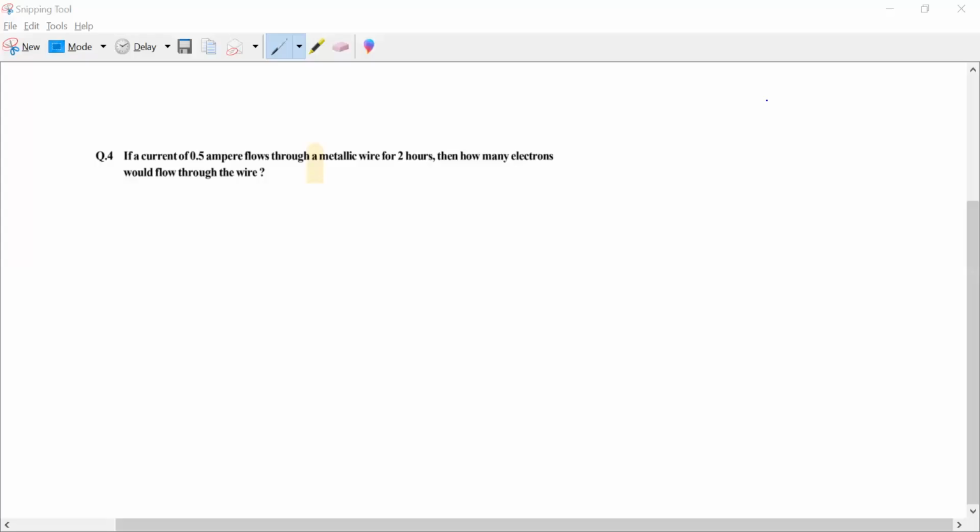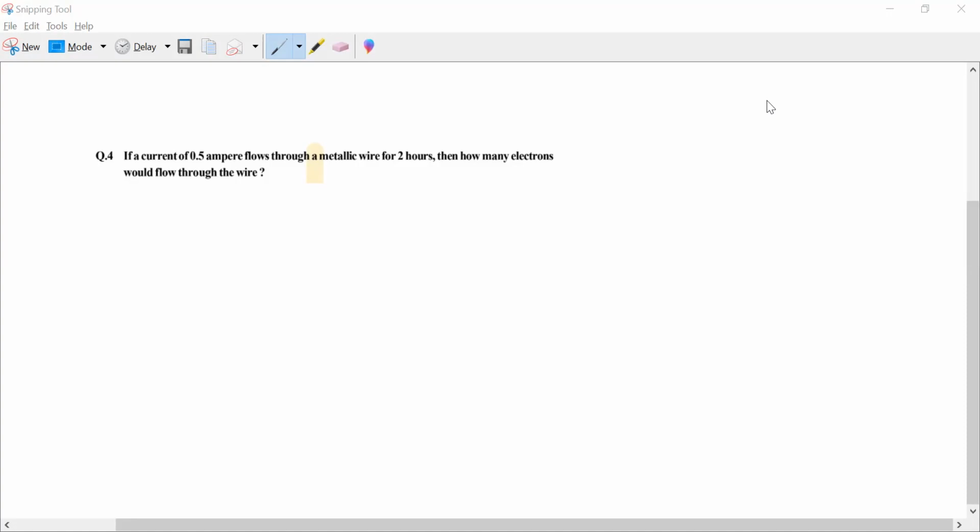So if a current of 0.5 ampere flows through a metallic wire for 2 hours, how many electrons would flow through the wire? Okay. So this is very important for us. The practical application is, for example, the mobile charger. We can see the power, everything, right? How it is calculated based on the number of electrons, what is the flow of electrons, the current passing through it. So it's a very important application in many electronic devices which we see around us.